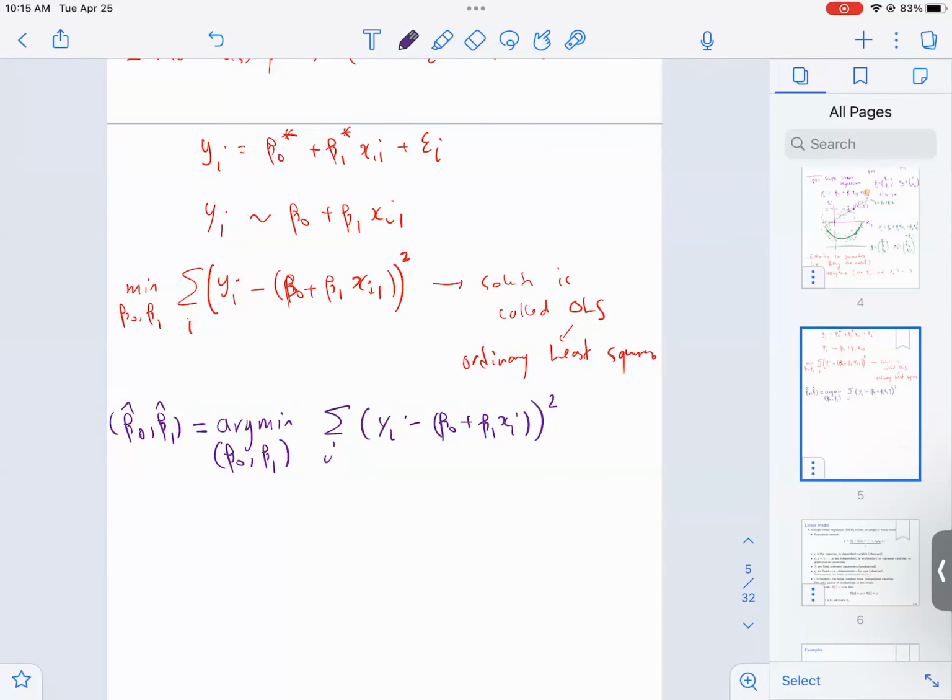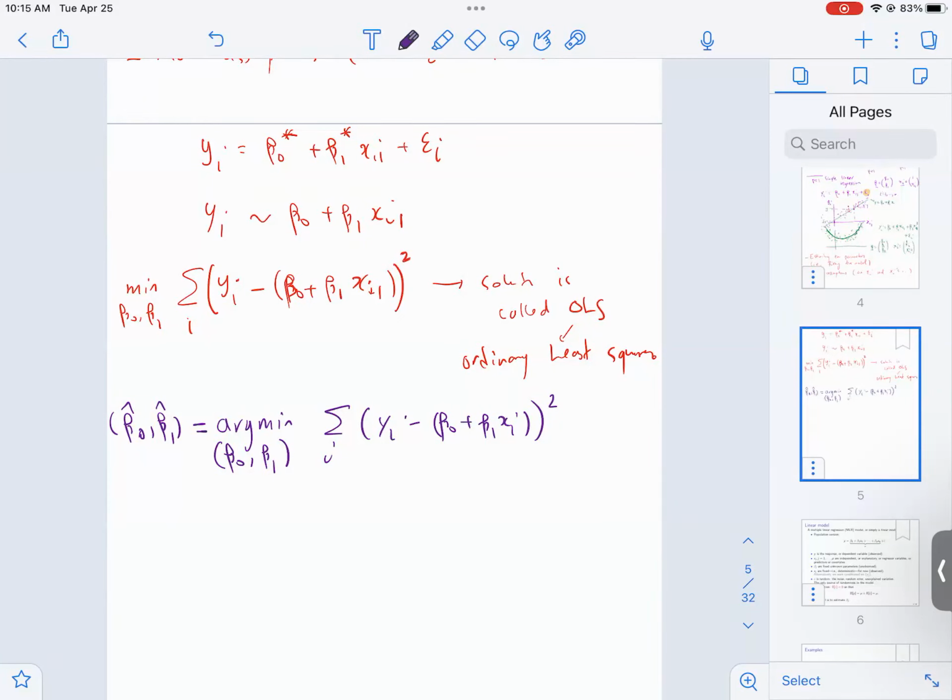Yes, exactly. So this is the argument, like the beta 0 and beta 1 that minimizes this. If I put a minimum, it means the smallest value the objective function takes. I don't want the minimum. I care about it, but not as a primary object. I care about the points, the solution, basically. This is why people use argument. So the argument that minimizes that is just going to be the optimal beta 0 and beta 1, or beta hat 0 and beta hat 1.